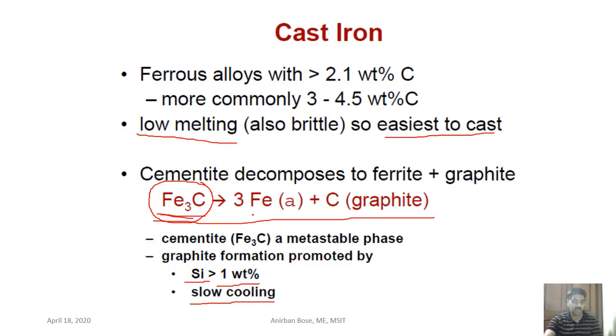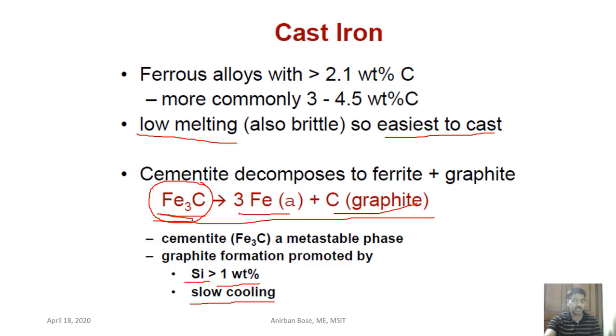Anyway, let us see which portion we are talking about in cast iron. It is 3 to 4.5, so that means this region. And there are different kinds of cast iron like grey cast iron, nodular cast iron, white cast iron, malleable cast iron, and compacted graphite iron. So let us see one by one what the different types of cast iron are.